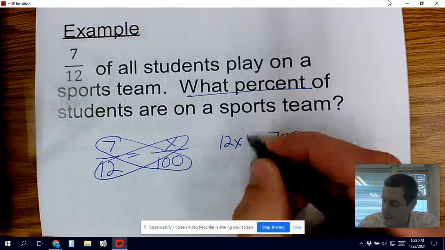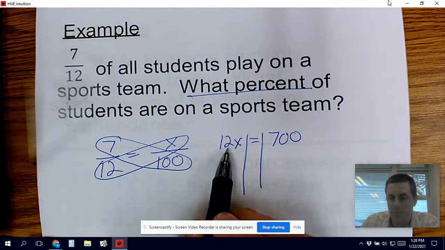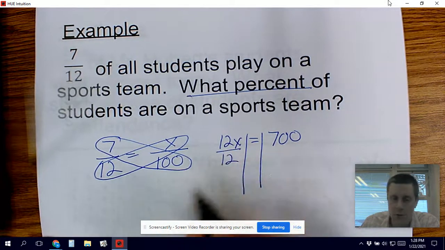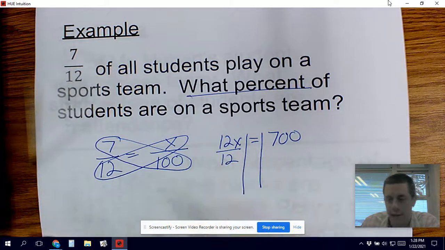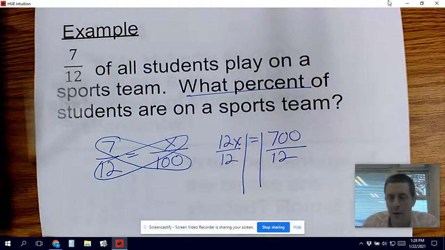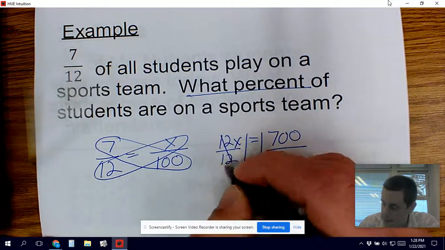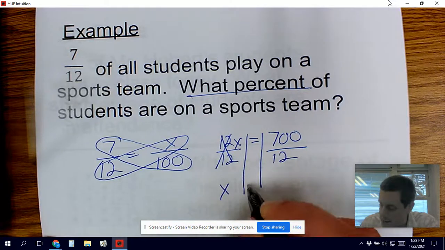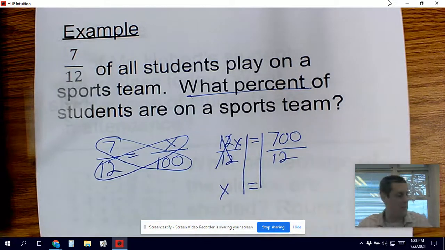Let's go ahead and solve for x. X is being multiplied by 12. The inverse is to divide by 12. To keep both sides of this equation equal, whatever I do to one side of the equation, we're doing the same to the other. So I am dividing both sides by 12. Multiplicative inverse tells me that these 12s are gone. I'm left with just x equal to, and now a calculation, 700 divided by 12.